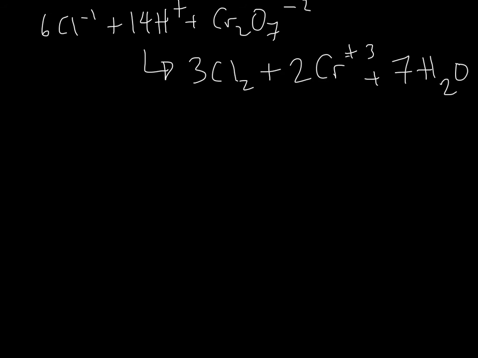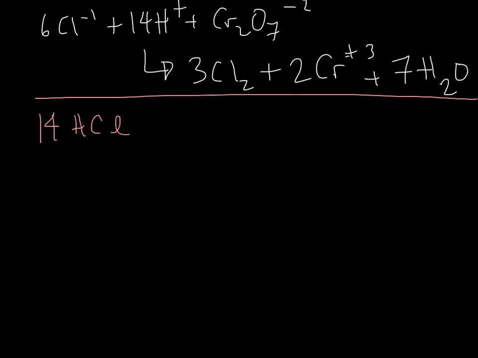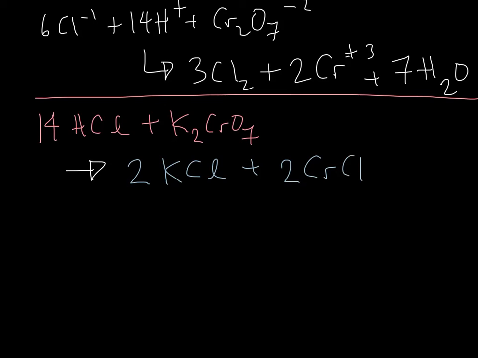So now let's recap and put all of that together into a balanced molecular equation. So we said that 14 H plus came from 14 HCl, and then we said that the dichromate anion came from K2Cr2O7, potassium dichromate. And then on the product side, I have 2 KCl and 2 CrCl3 and my 7 waters and my 3 chlorines.